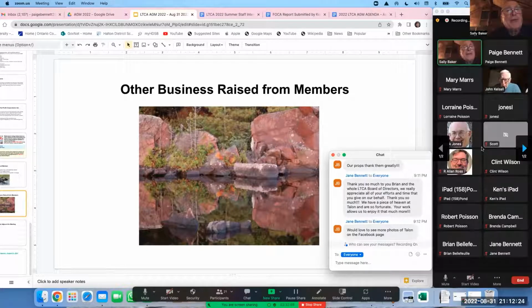Love to see more photos of Talon. Yes, we do have the Instagram. I never mentioned that. Kelly Wallace was instrumental in signing us up to Instagram. The late Mary Ann Jones, bless her, was our designated unofficial official photographer. And I think that very photo you see right there is hers. She took so many wonderful photos of the lake and nature.